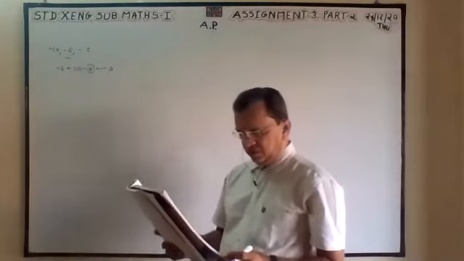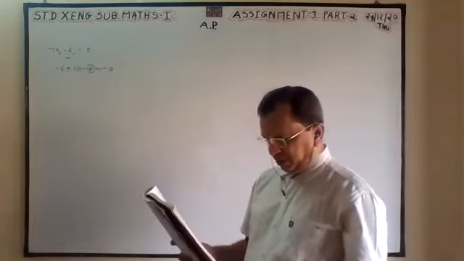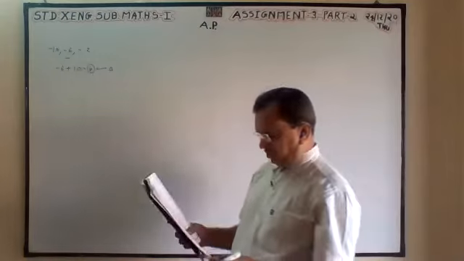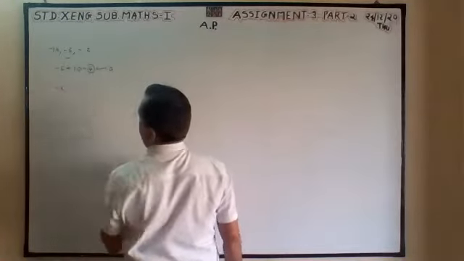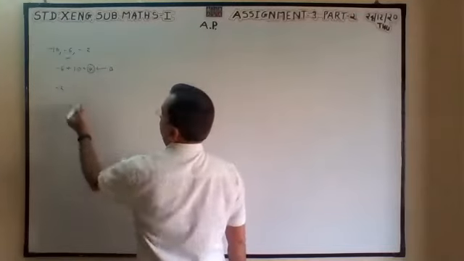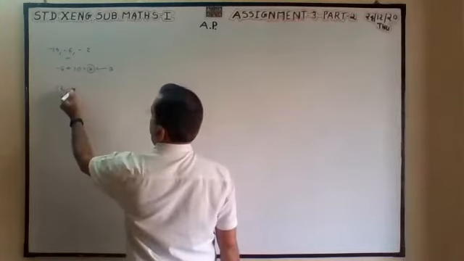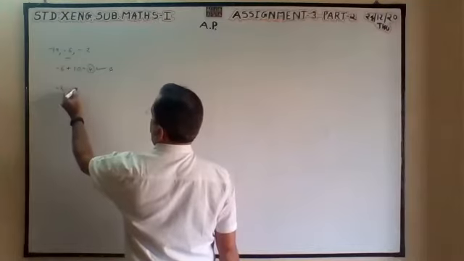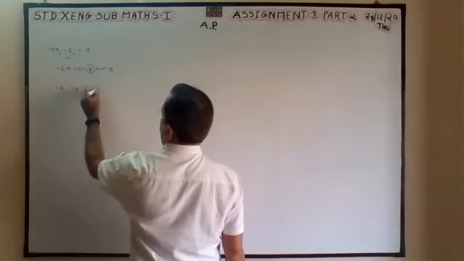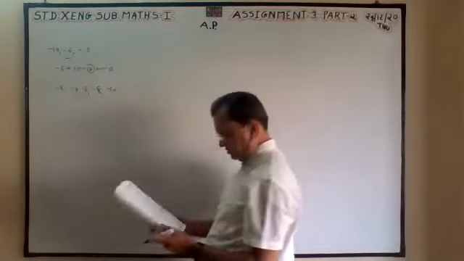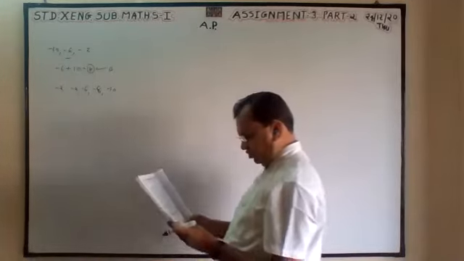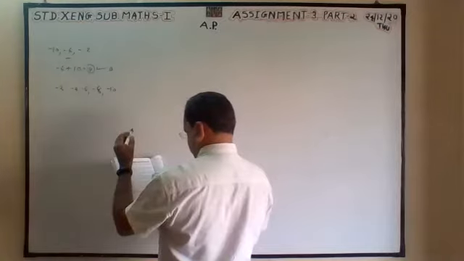Then, first 4 terms of the AP whose first term is minus 2. Start with minus 2, with a difference of minus 2. So it will be minus 4, minus 6, minus 8, minus 10, 1, 2, 3, 4, 5. So the answer is C.